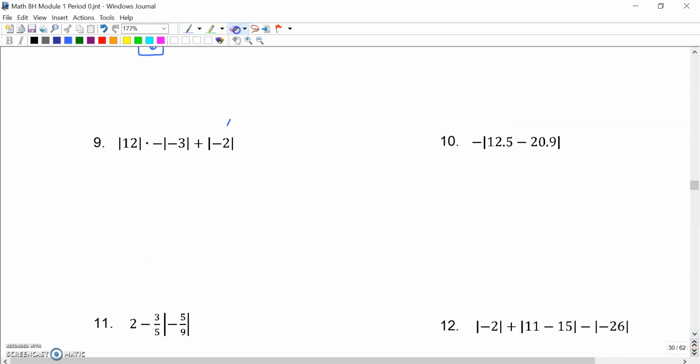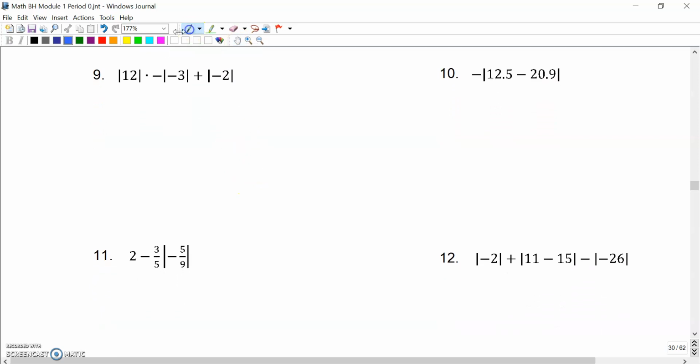Number 9, which is below it, follow a similar strategy. We need to identify where these absolute value bars start and stop. That would make the most sense. Then we're going to start on this problem by finding the absolute value of 12. Bring down the times dot, bring down the minus sign. Absolute value of negative 3 is 3, plus an absolute value of negative 2 is 2.